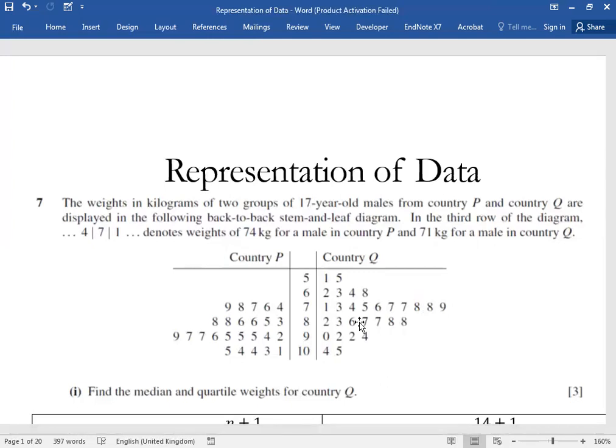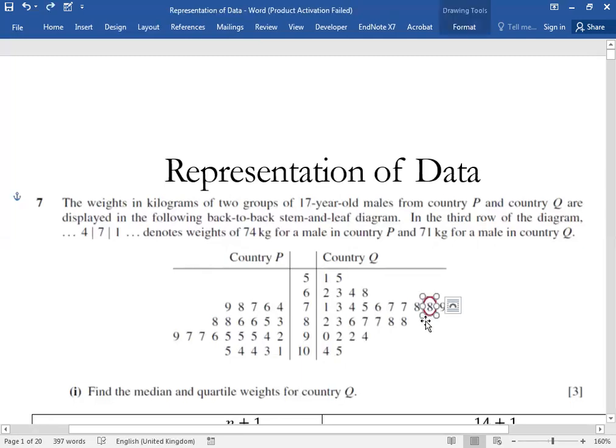15 is not the median; the 15th position is. So let's count. What do you get on the 15th position? 1, 2, 3, 4, 5, 6, 7, 8, 9, 10, 11, 12, 13, 14, and 15. This is my median position. So what is the median? 78 is the median. Okay? 78 kg is the median.